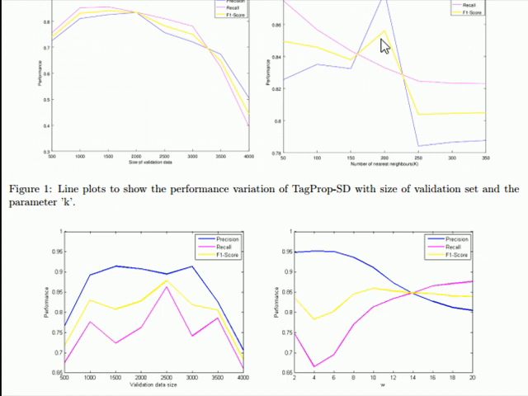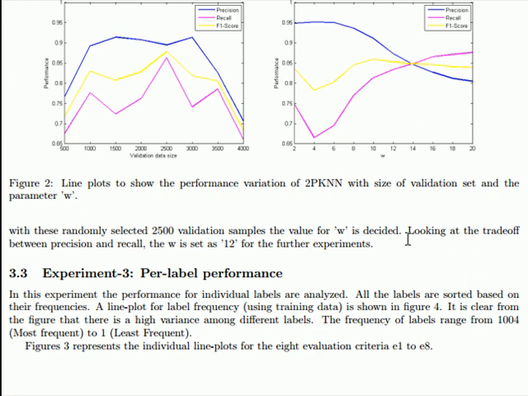In this graph, it is clear that there is a trade-off between recall and precision at a value of 200. So we are using 200 nearest neighbors for the TagProp algorithm. Similarly, for the 2pKNN algorithm, we can clearly see the optimum value of W is coming out to be 14. So we have used the value of 14 for doing the further experiments for 2pKNN.